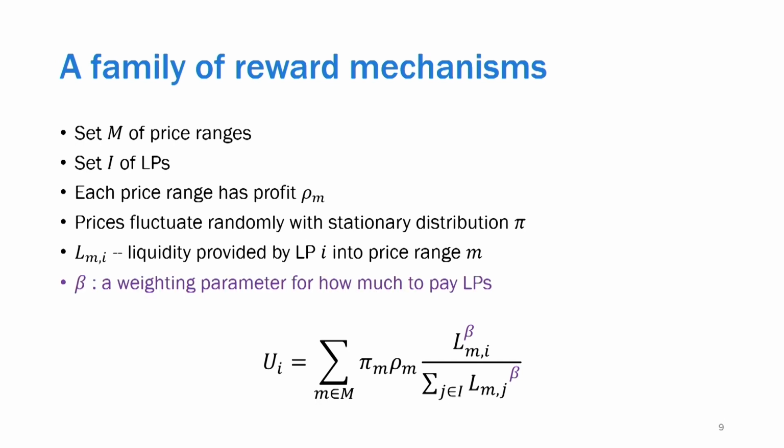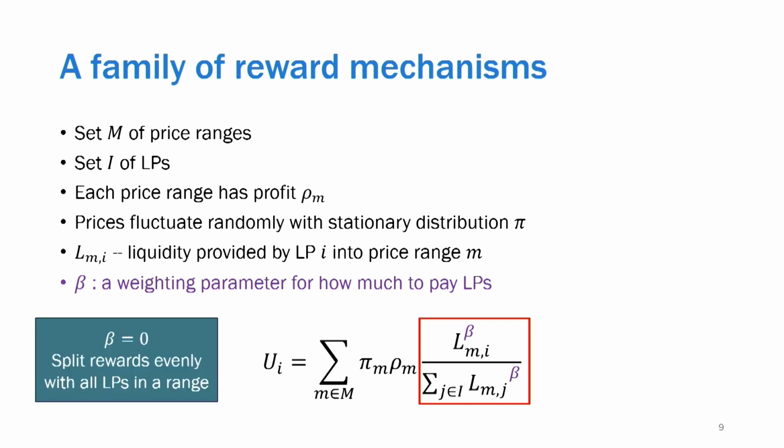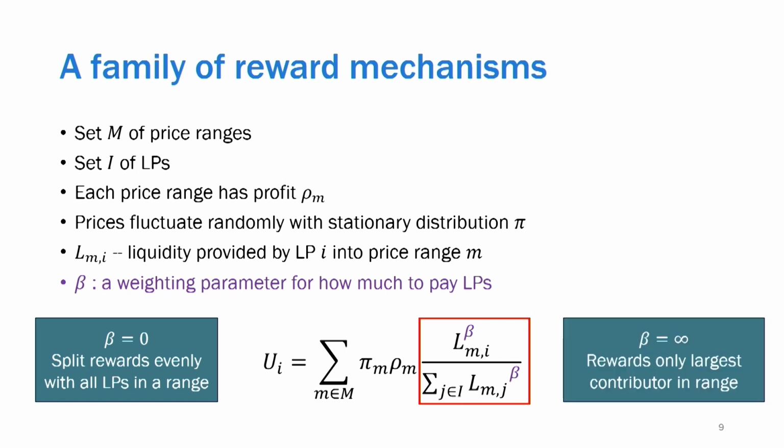Then we can think about this for a slightly more complex family of reward mechanisms. In this formulation, we add a parameter beta, which weights how much to pay each liquidity provider. Here you can see the L_mi, the investments from each liquidity provider, raised to the beta power. Intuitively, when beta equals 0, we're splitting rewards evenly among all LPs in a range. This is like the communist solution. On the other hand, when beta equals infinity, we only reward the largest provider. This is like the winner-takes-all solution. And right now, Uniswap V3 is setting beta equal to 1, essentially.